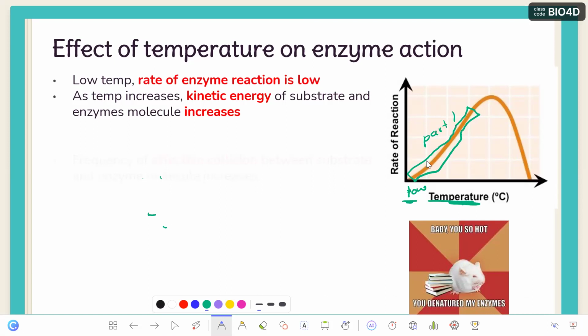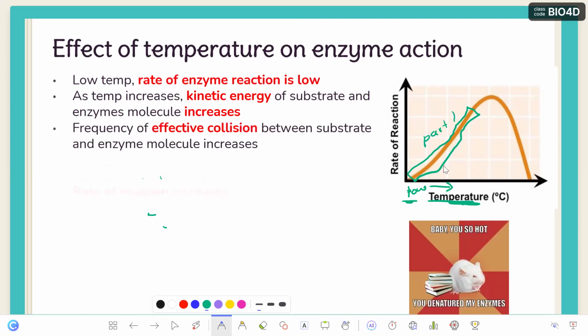But as you increase the temperature, their kinetic energy will increase, the substrate and the enzyme. So when they have a lot of energy to move around, we say they will have effective collisions, and the rate of reaction will increase. You see the graph, the rate of reaction increases. Understand the first part.